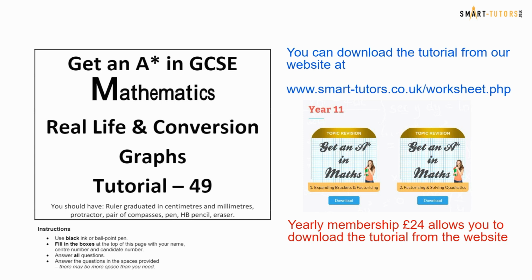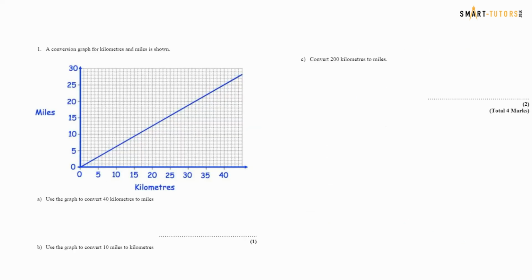Let's look at the first question. Question number 1, a conversion graph for kilometers and miles is shown. Use the graph to convert 40 kilometers to miles. So you need to draw a straight line from 40 kilometers. Let me take a ruler, and the 40 kilometers line goes towards 25. So the answer for this question is 25 miles.